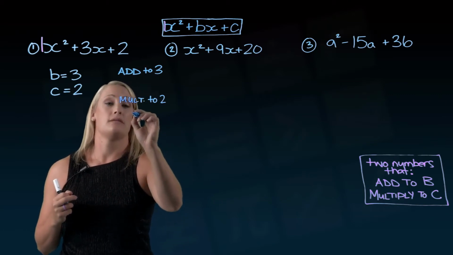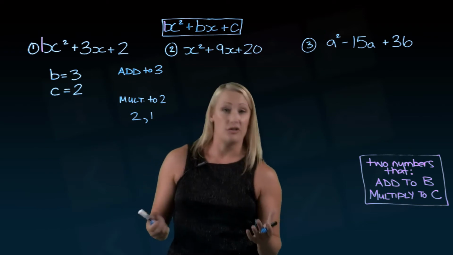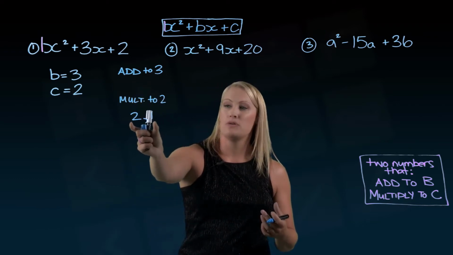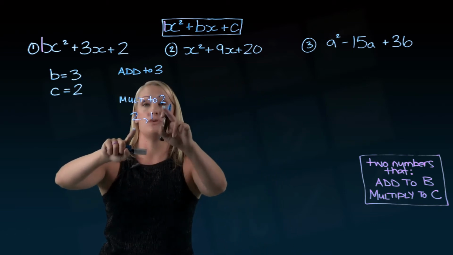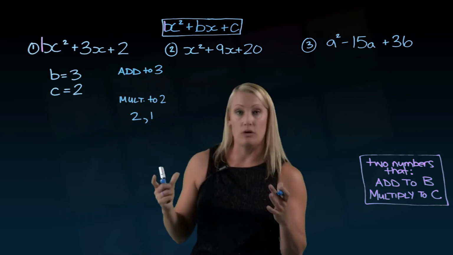Now, in this case, the only two numbers that I can think of that multiply to 2 are 2 and 1. And now we're going to go back up and we're going to say, do those two numbers add to 3? 2 times 1, 2. 2 plus 1, 3. It works.